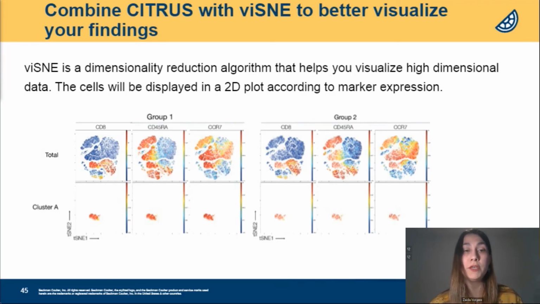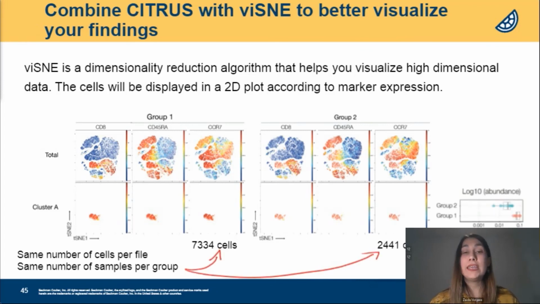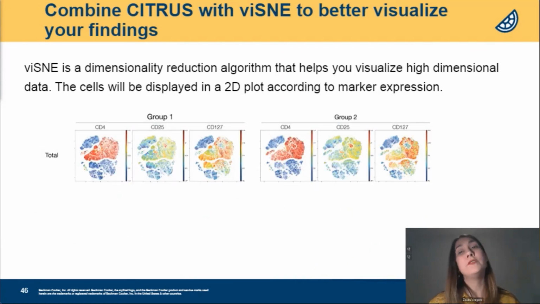And because we use the same number of cells per file and we use the same number of samples per group, we can even compare the event count. And here on the right, we have the box plot that gave us Citrus. And again, we can confirm that these cells are more abundant in group 1, which were the younger. We can do the same with other markers. Now, not to spot the CD8 positive cells, but the CD4 positive cells. And here we have also information about the CD25 and CD127.